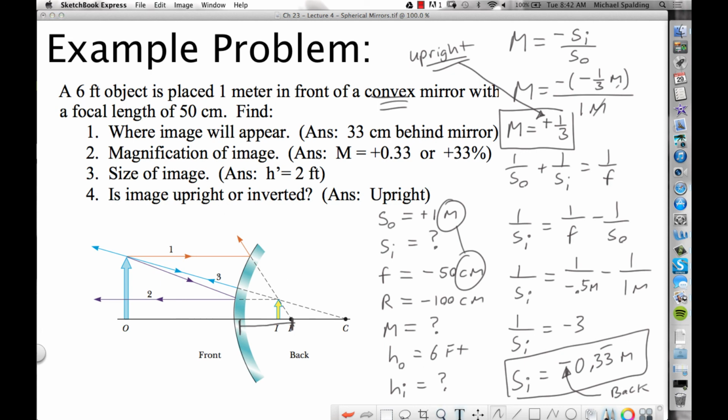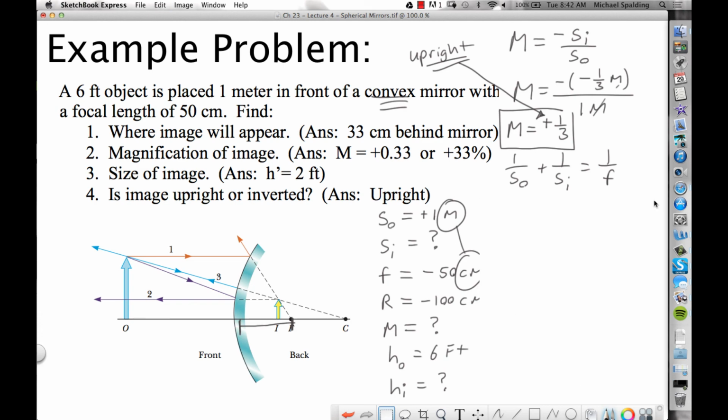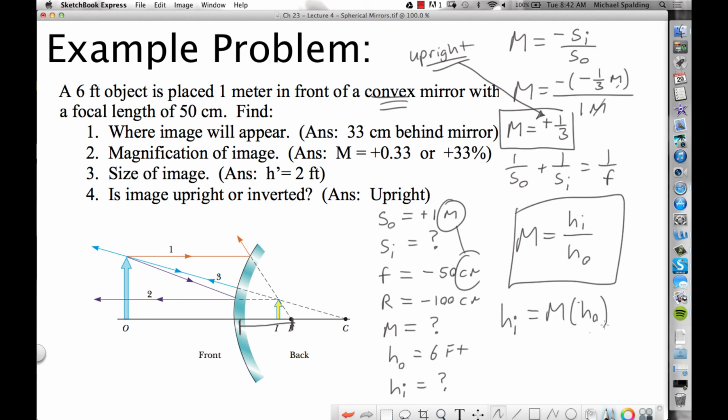Okay? And then size of the image. To figure out the size of the image, you just use your common sense. HI over HO. Look, the magnification is 1/3. The object height is 6 feet. What's 1/3 of 6 feet? 2 feet. It's going to be 2 feet tall. Or you could take this version of the magnification equation. The height of the image will be magnification times the height of the object. Magnification was 1/3. Height of the object, 6 feet. The image will be 2 feet tall.